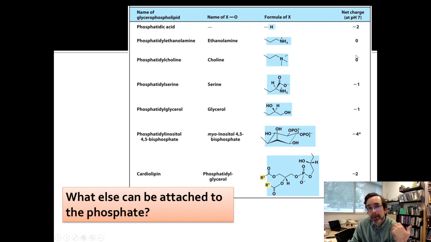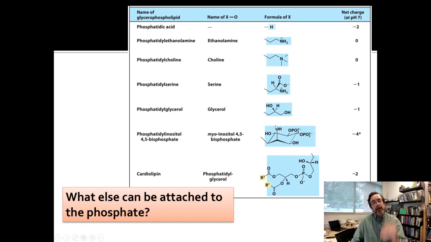So remember, if you can attach any alcohol to it, why not a serine? That's got an alcohol on it, right? And so sometimes you see serine as the head group. In that case, you have a net charge of negative one because the serine has a plus and a minus charge. Minus one more from the phosphate, you end up with a negative charge overall. You can even have another glycerol put on. Glycerol has an alcohol. And of course, sugars have lots of hydroxyl groups. Those can be attached, and you can even phosphorylate those groups.